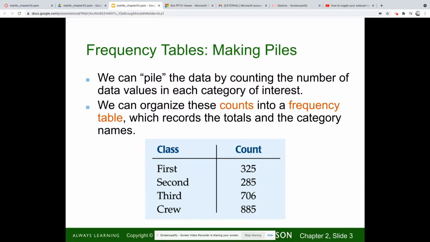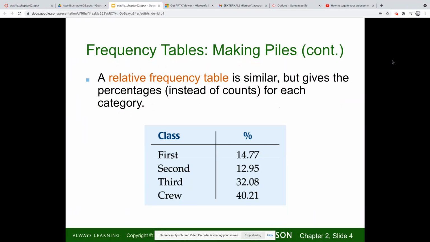So here we have some data. We compiled the data by counting the number of data values in each category of interest. We can organize these counts into a frequency table, which records the totals and the category names. So this is a frequency table because there are 325 in the first class, 285 in the second class, 706 in the third, and the crew is 885. Okay, so first, second, third, crew.